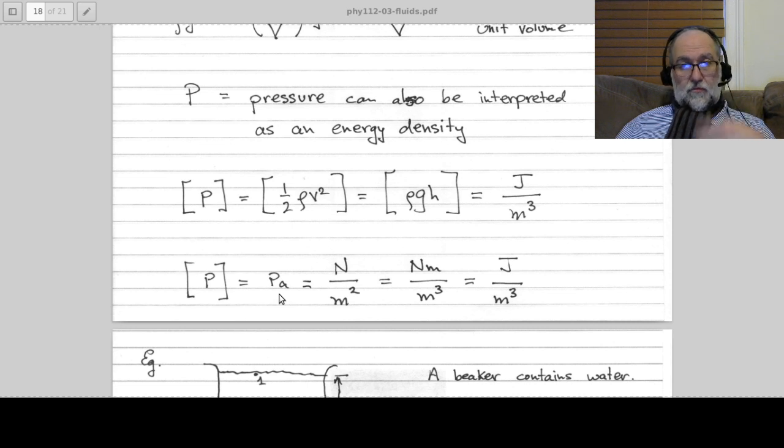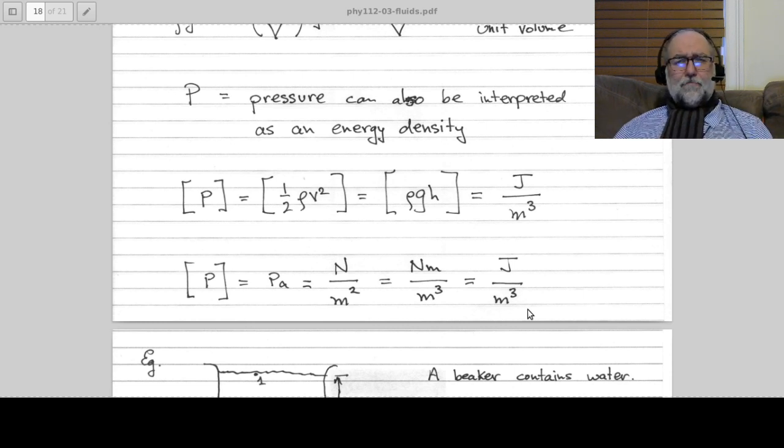Pascals, following the interpretation of force per unit area, are newtons per meter squared. But now if I multiply both the top and the bottom by a meter, I get a newton meter divided by a meter cubed. And what's a newton meter? Remember work? Work is a force over some distance. So that's a newton times a meter. A newton times a meter is a joule. And so a pascal could be thought of as a newton per meter squared, but it can also be thought of as joules per meter cubed. Okay? So pressure is like an energy density.